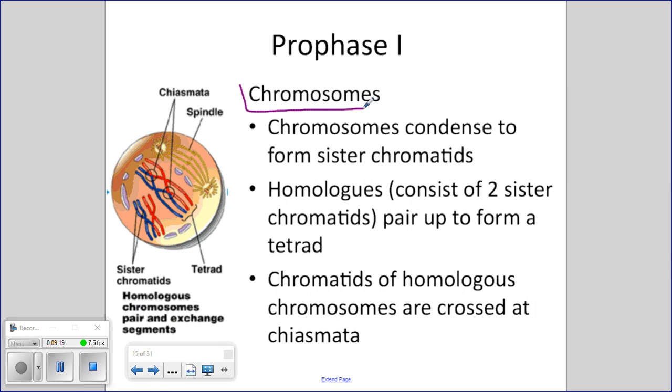Having a look at the chromosomes in prophase 1, the chromosomes will condense to form those sister chromatids. The homologs, which consist of 2 sets of sister chromatids, pair up to form what is called a tetrad. When you have a pair of homologous chromosomes, they're called a tetrad because you basically have 4 sister chromatids together. The chromatids of homologous chromosomes will be crossed at what is called a chiasmata, so you can get an exchange of chromosome between homologous chromosomes at this area called a chiasmata. Basically, the chromosomes are swapping identical parts. Some of the blue chromosome will end up with the red chromosome, and some of the red chromosome will end up with the blue chromosome. And ultimately, this will help increase genetic diversity.